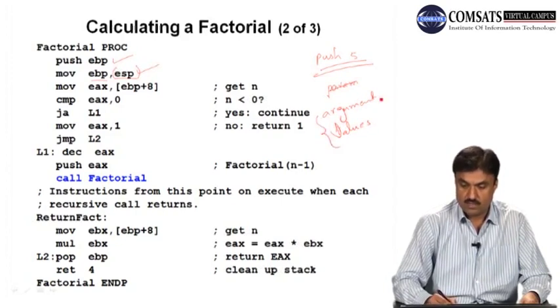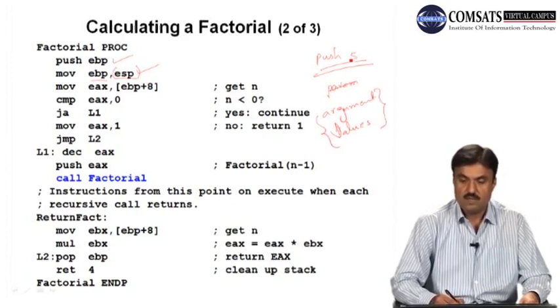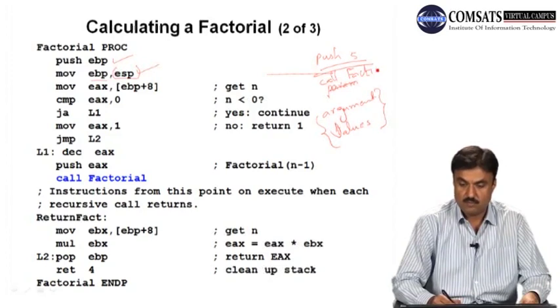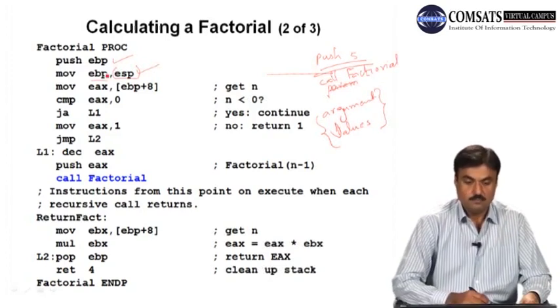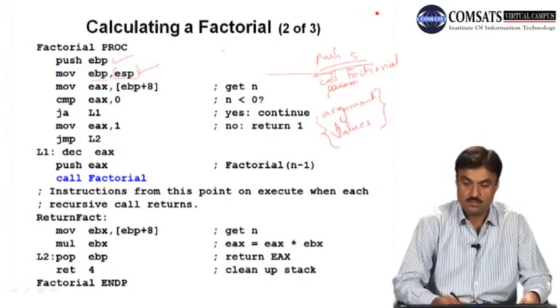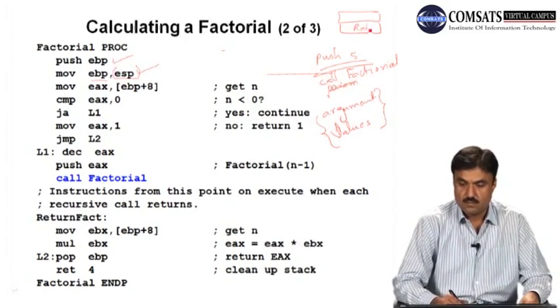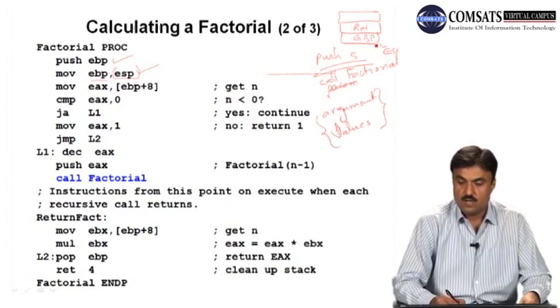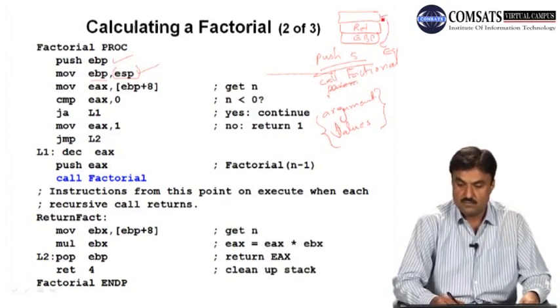Argument passing by value. So first we push 5, and now we call factorial inside our main program. So what will happen? First we push this value 5, and then definitely 5 will be stored first. Then we will have the return address. Then we will have EBP. We push EBP, and then EBP is assigned the value of the stack pointer. So now EBP is used to access this value.